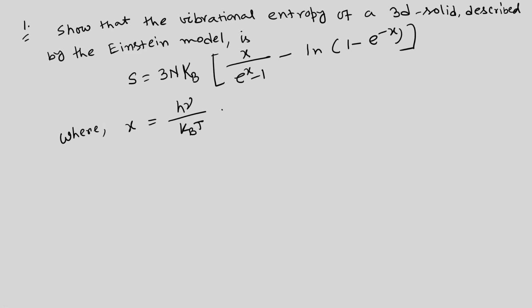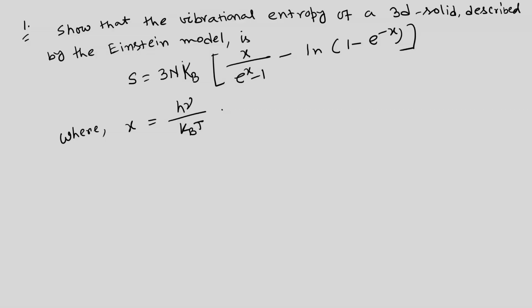So, the vibrational entropy of a 3-dimensional solid described by the Einstein model is S = 3nk_B [x/(e^x - 1) - ln(1 - e^(-x))], where x is hν/k_BT. To solve this problem, we have to use the expression for entropy. We know S is k_B ln q plus E average by T.